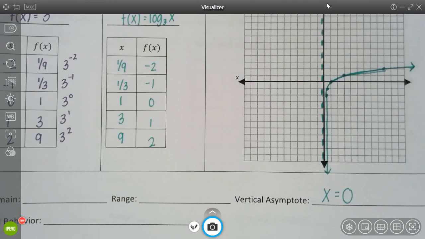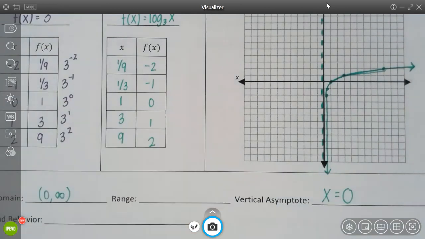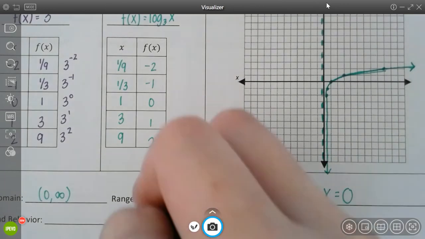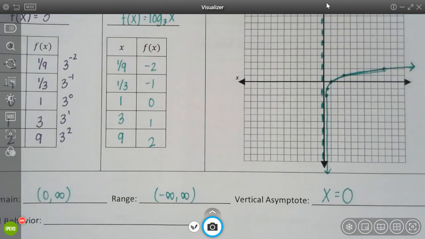But what can we say about the domain of this log base 3 of x function? Yep, 0 to positive infinity. How about our range? Yeah, negative infinity to positive infinity. So the domain starts at the asymptote and goes to positive infinity. The range is going to be all real numbers.